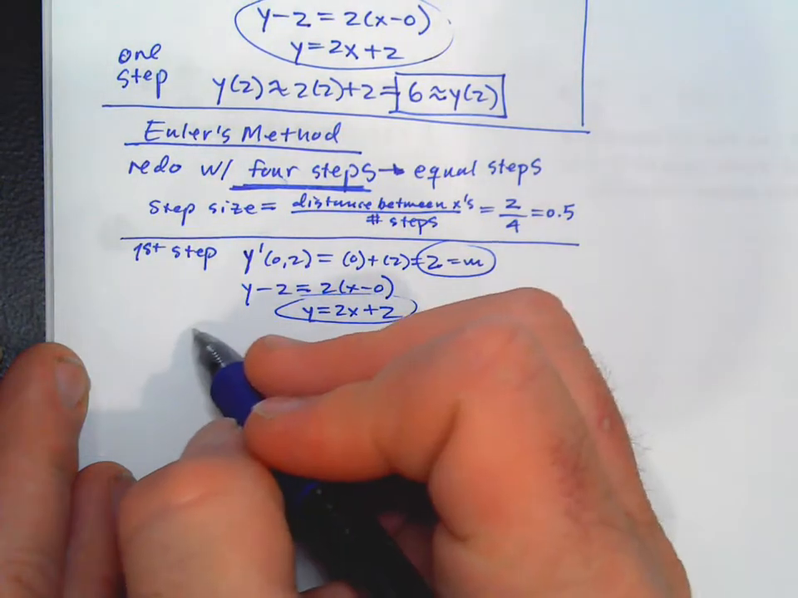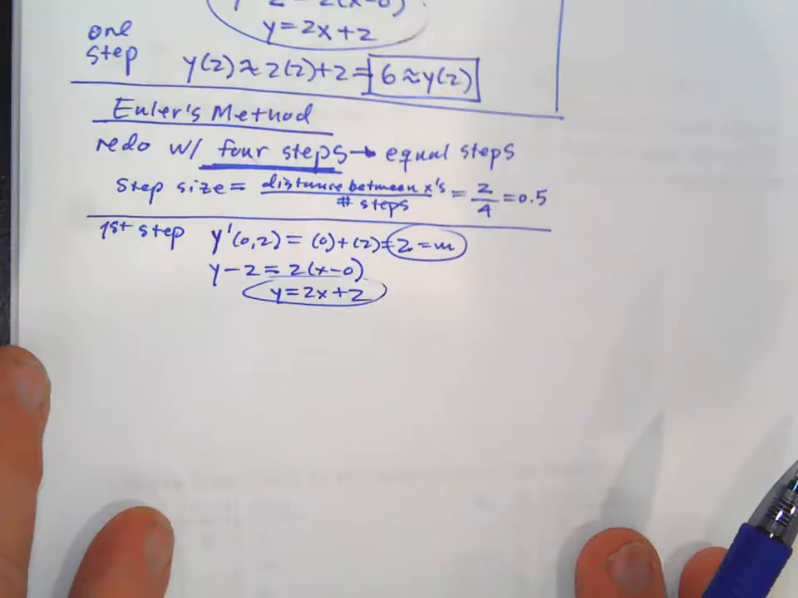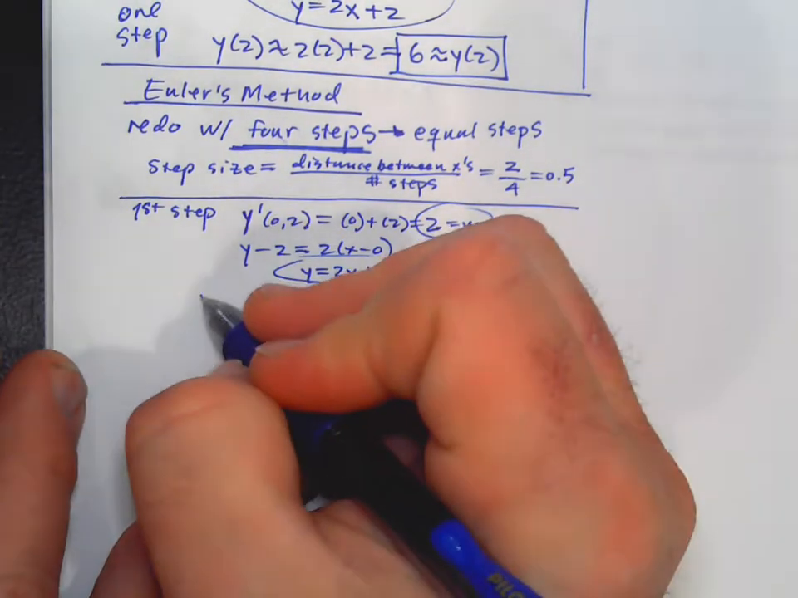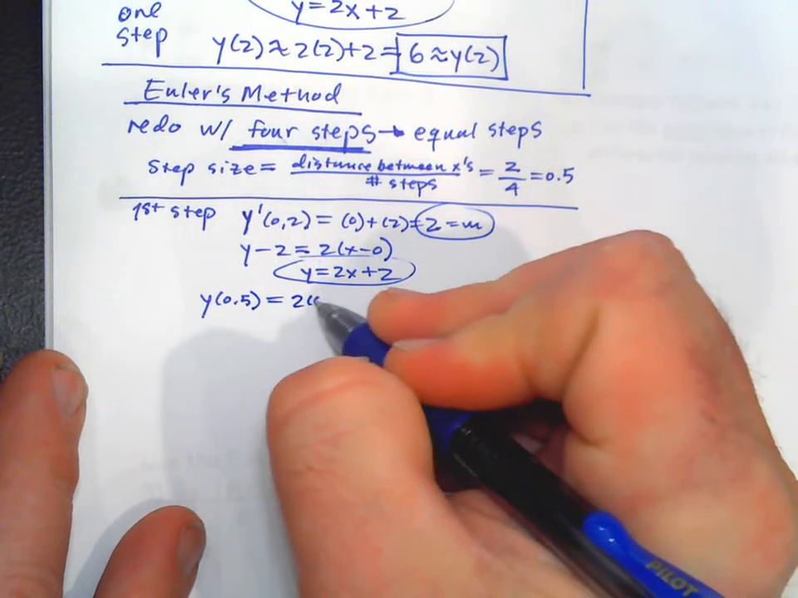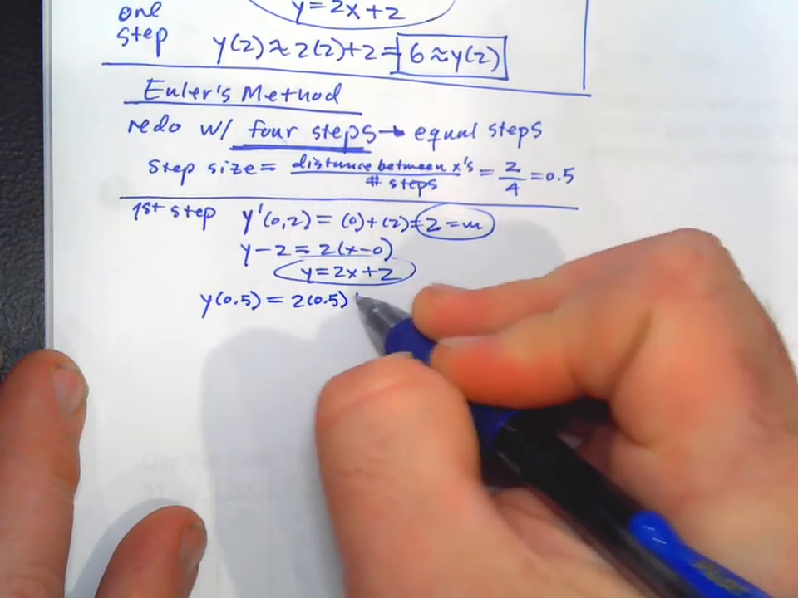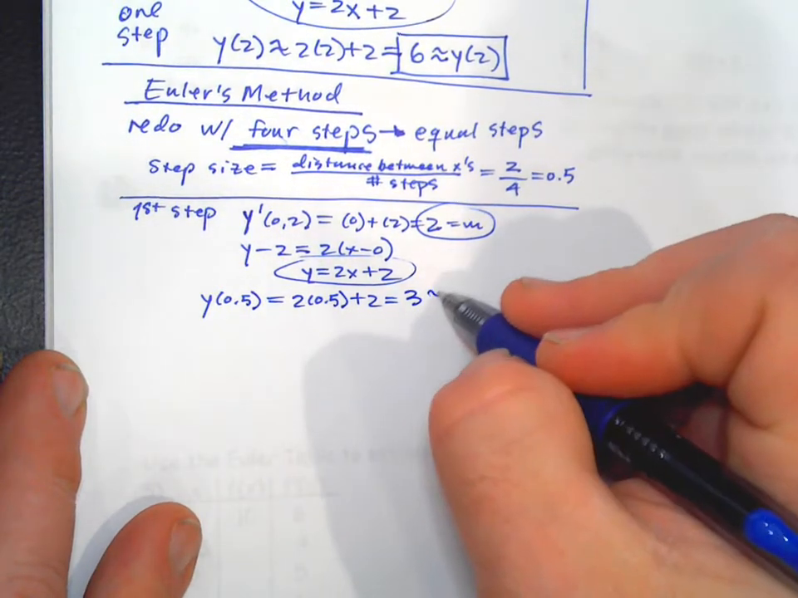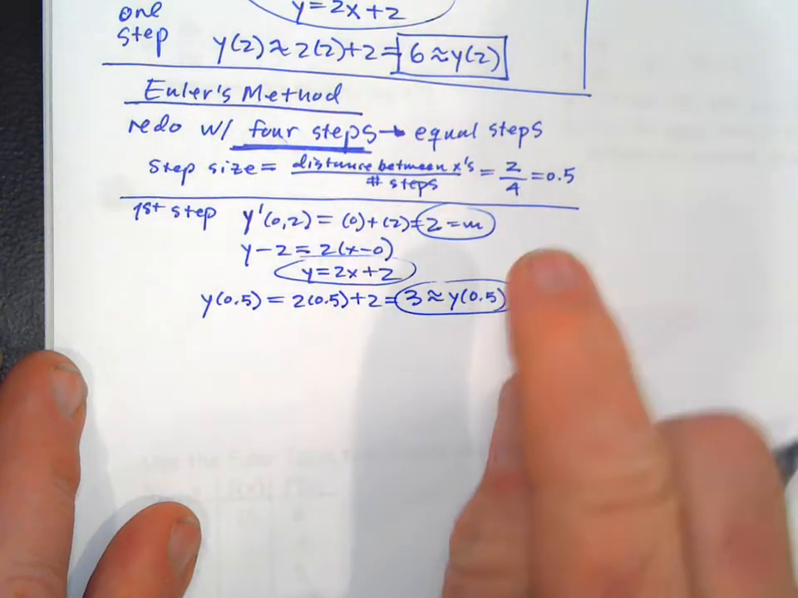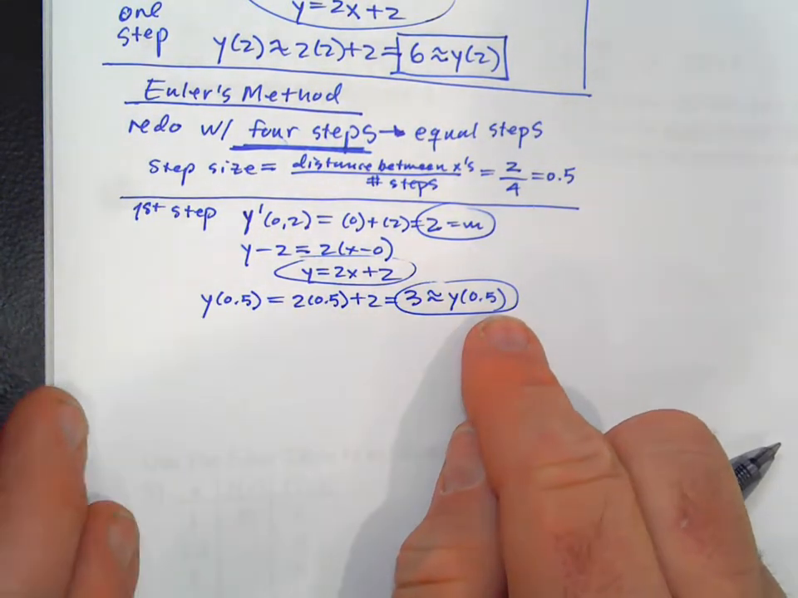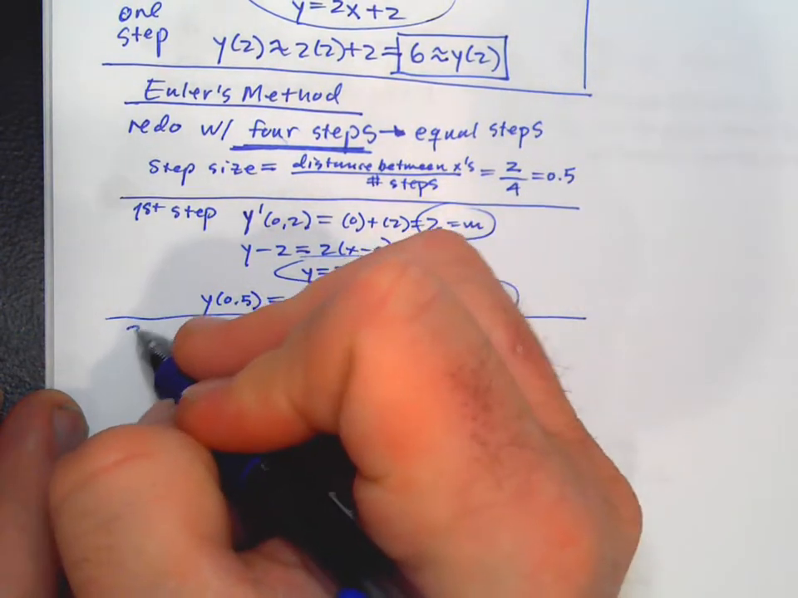And then instead of plugging 2 in like we did last year in one big giant step, we're going to plug in 0.5 and get an estimate earlier. And that's going to be 3. So this is an estimate for y of 0.5. Okay, we're going to use this point to do another estimate, okay? So this will be our second step.